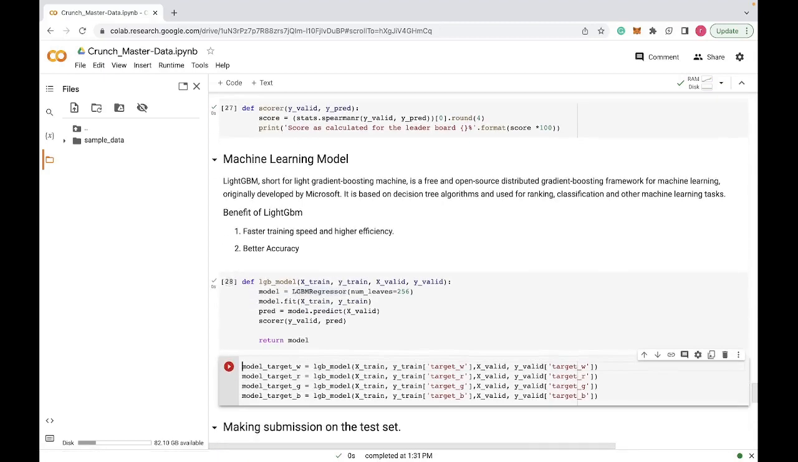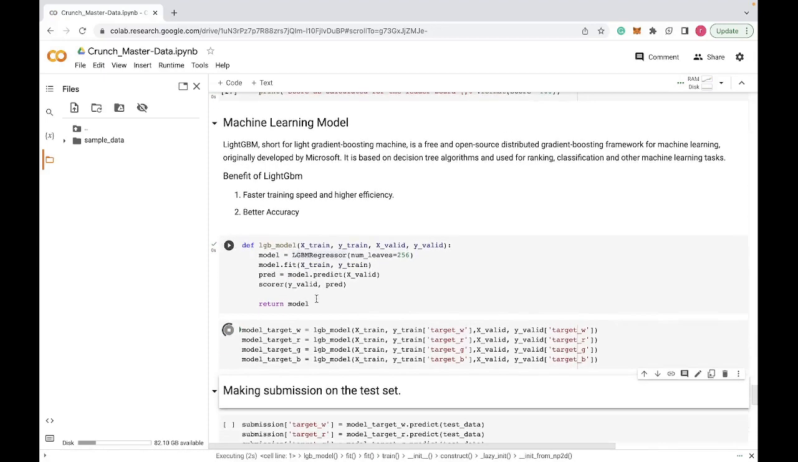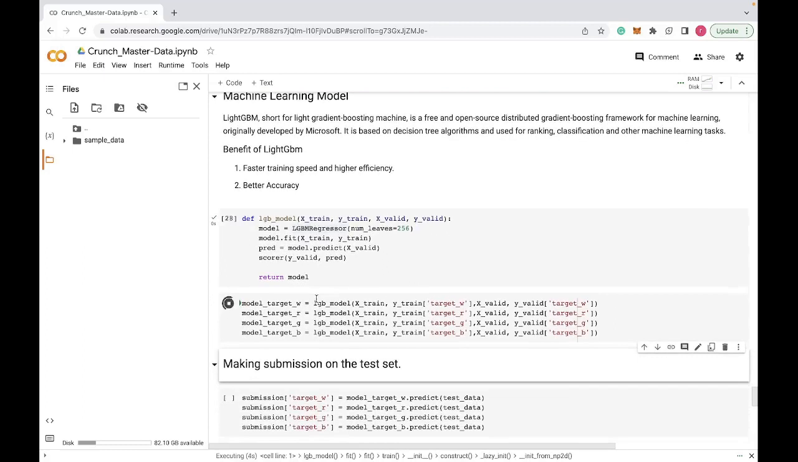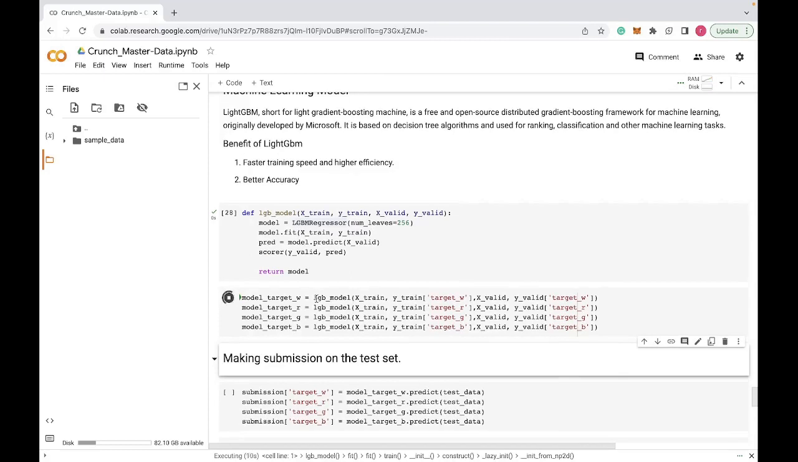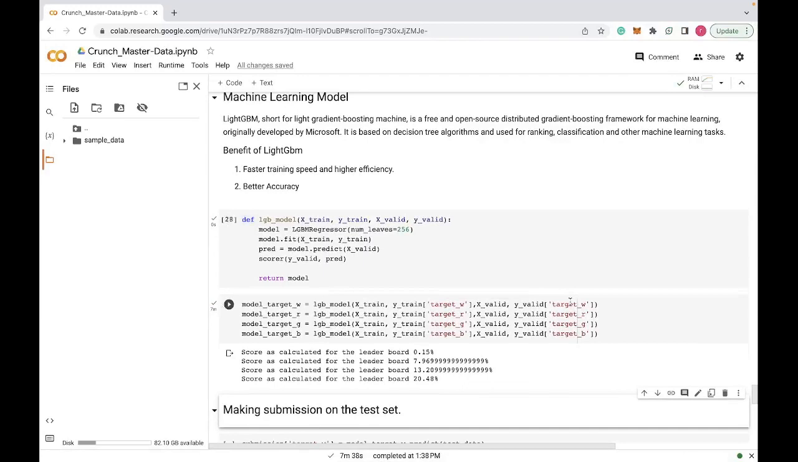So now we'll be running our model for each target. For target W, we want to check the correlation. For target R, we want to check the correlation. For target G, we want to check the correlation. And for target B, we want to check the correlation. After that, we want to see how well they have performed on the validation data, and from that we can try to make a submission on our test. We can see that our model takes 7 minutes 8 seconds to run.